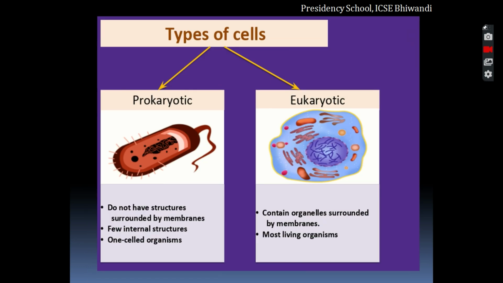The types of cells are categorized as prokaryotic and eukaryotic. Prokaryotic means pro, primitive, and karyon, nucleus. It has a very old, very primitive nucleus and does not have cell organelles to carry out activities. They are single-celled organisms. Eukaryotic means true nucleus. Eu means true and karyon means nucleus. They contain organelles surrounded by membranes. They are mostly living organisms that are multicellular.